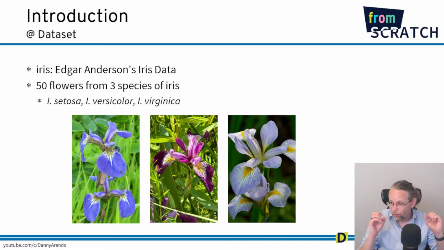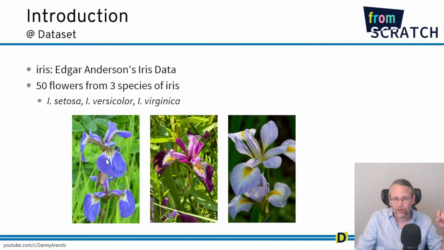All right, so from scratch, we're going to use a data set. This is the data set that everyone uses in R. I like the data set. It's Edgar Anderson's iris data set, and it's a very commonly used data set in R. It has 150 measurements. It measured 50 different flowers from 3 species of irises. So you have the setosa, the versicolor, and the virginica.